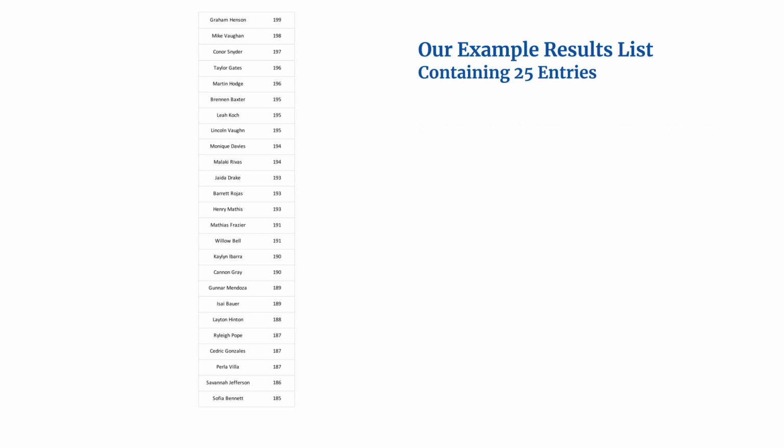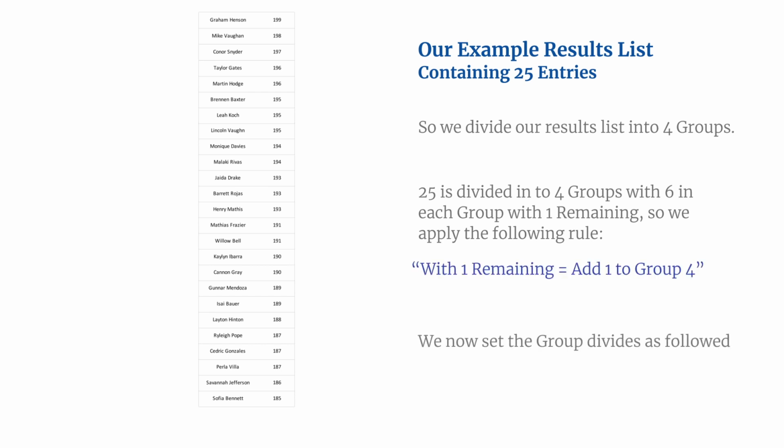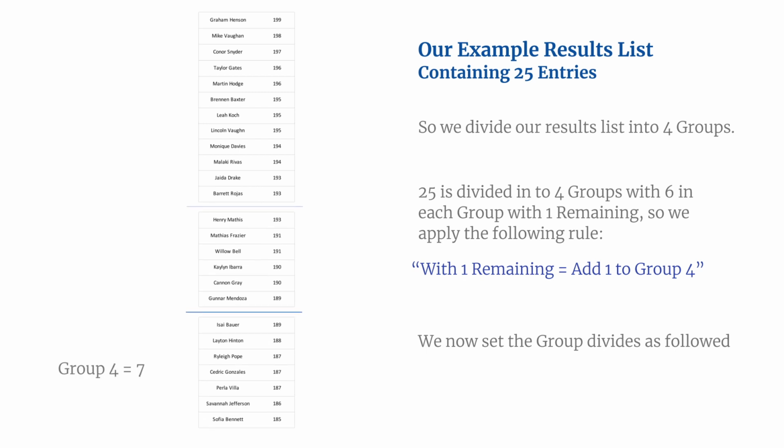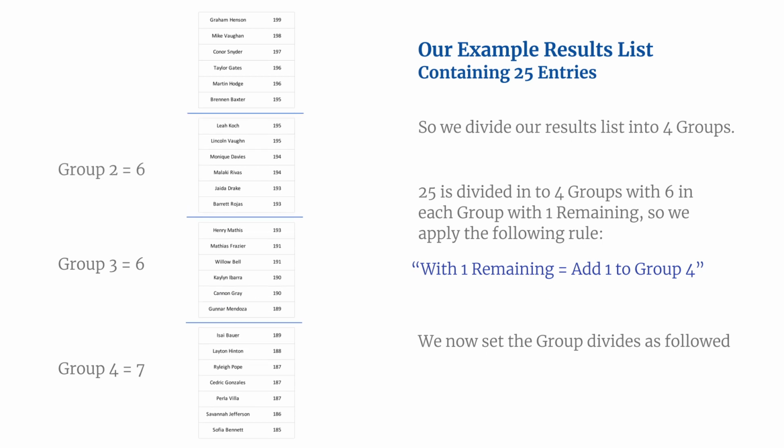We will now divide the results into 4 equal groups. So 25 entries goes into 4 6 times with 1 remaining. We apply our rule from before and add the 1 remaining to group 4. We can now set the group divides. Group 4 has 6 plus the extra 1, so 7 in total. Group 3 has 6, group 2 has 6, and group 1 has 6.